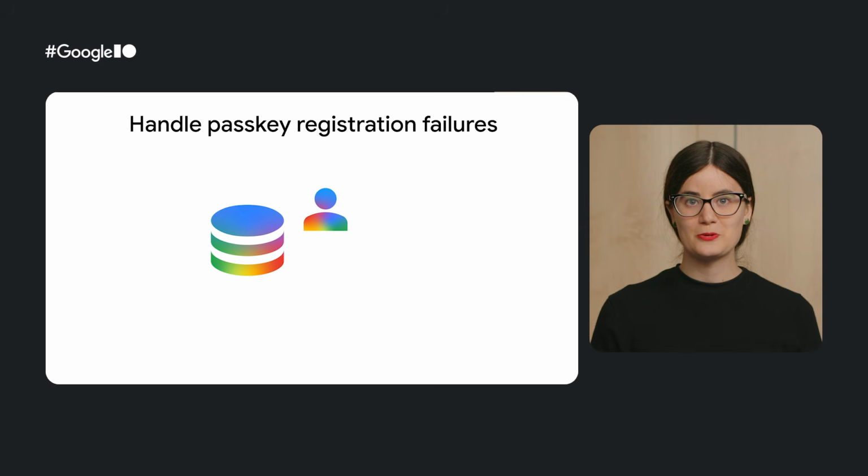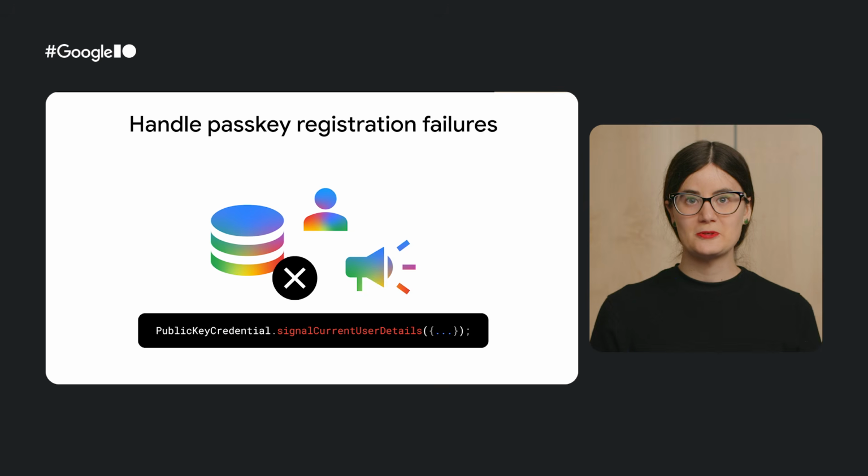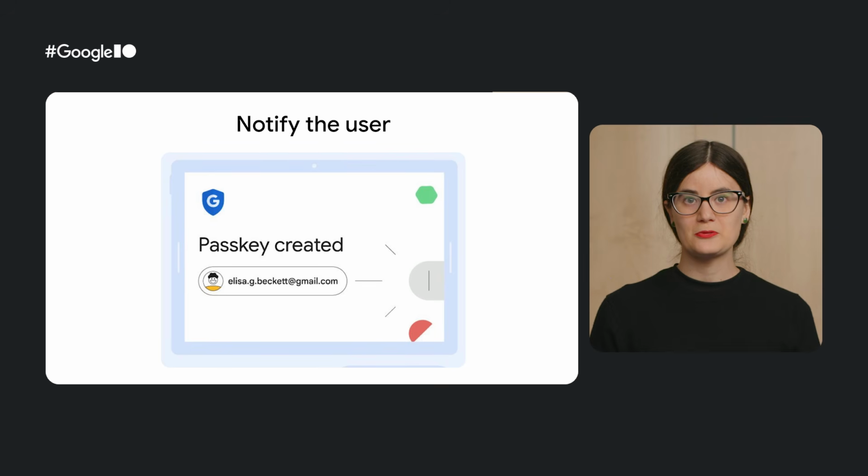Another good practice is to make sure your implementation handles a failed passkey creation attempt. If a public key fails to save on your backend, send a signal to the passkey provider with the Signal API. We'll talk about this API in more detail later in this section. And finally, don't forget to notify the user about passkey creation. You should always let the user know immediately when a passkey is registered, for example, by sending an email or an app notification to help defend against unauthorized credential additions.